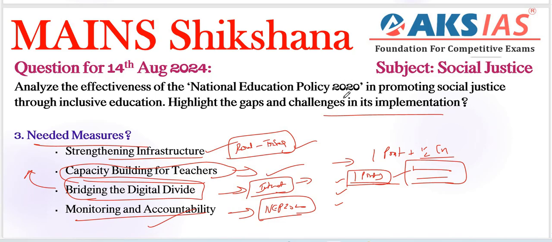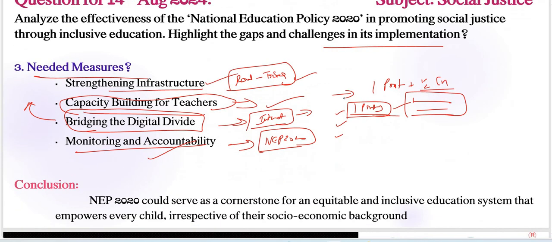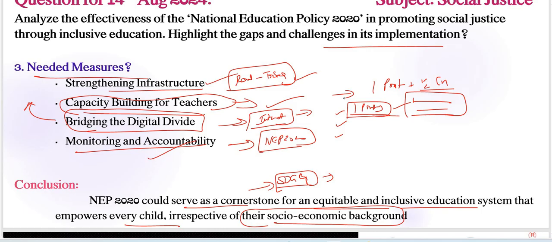So finally, we need to conclude with 1 to 1.5 lines, right? Here, if we follow the above measures, NEP 2020 could serve as a cornerstone for an equitable and inclusive education system that empowers every child irrespective of their socio-economic background. Or we can connect it with our SDG 4, important education related, right? Very, very important. Sustainable Development Goal 4, right? So this is the perfect structure for this question.